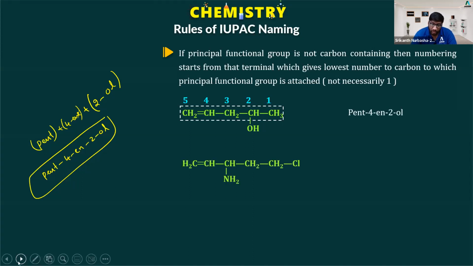So what about the second compound? Try to name this compound, all of you. These are the direct questions. That is how questions can be asked. They can give you different molecules and you have to name them. 1, 2, 3, 4, 5, and two substituents are there.